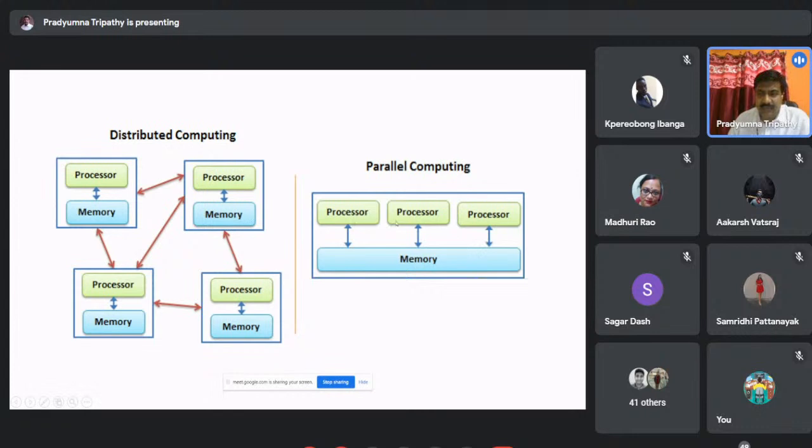In parallel computing, we will have multiple processors, and all the processors share a common memory, right? All the processors have access to this common memory. Whereas if you look into distributed computing, these all are individually autonomous computers. Every processor has its own memory and they interact with each other through message passing. So these are basically loosely coupled systems.